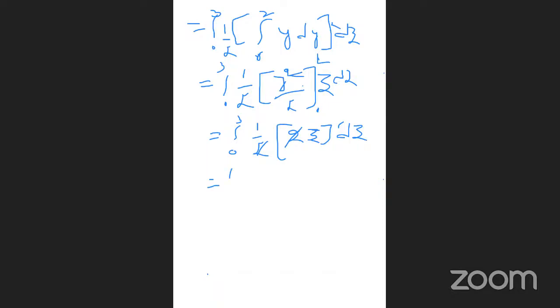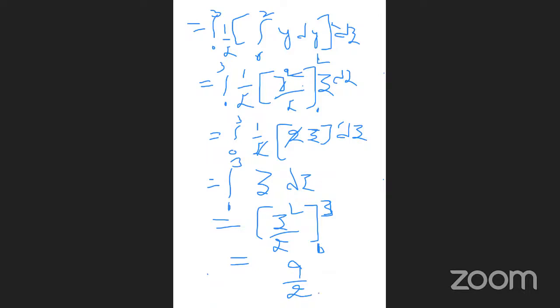Zero to 3, integrate z dz. So that becomes z square by 2 and apply the limit 0 to 3. So what is the final answer, Nana? 9 by 2. Yes, no? Now this is a concept.